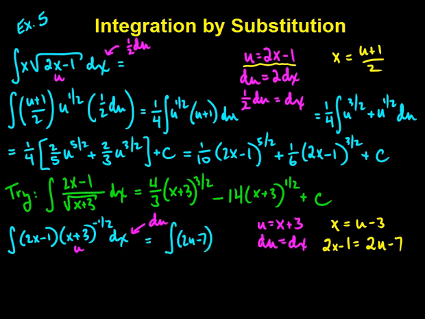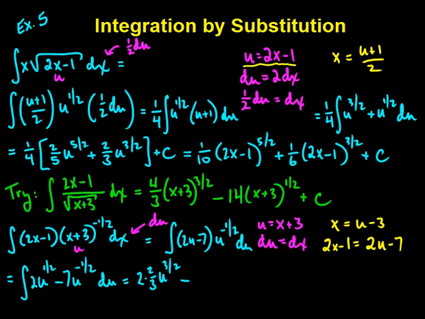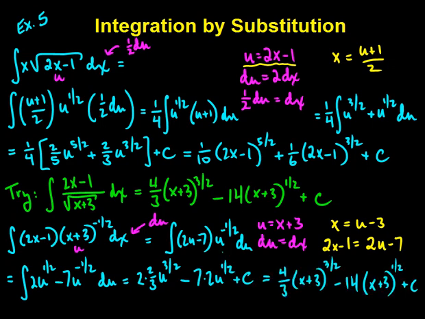We can now rewrite as the integral of (2u minus 7) times u to the negative 1/2 du, and we're ready. We'll first distribute and then begin integrating. 2u times u to the negative 1/2 gives me 2u to the 1/2 minus 7u to the negative 1/2 du, and we're ready to begin. 2u to the 1/2 becomes 2u to the 3/2 over 3/2, or 2 times 2/3 u to the 3/2. 7u to the negative 1/2 becomes 7u to the 1/2 divided by 1/2, or 7 times 2u to the 1/2 plus c. Simplifying and swapping back in x plus 3 for u, we get 4/3 (x plus 3) to the 3/2 minus 14 (x plus 3) to the 1/2 plus c.